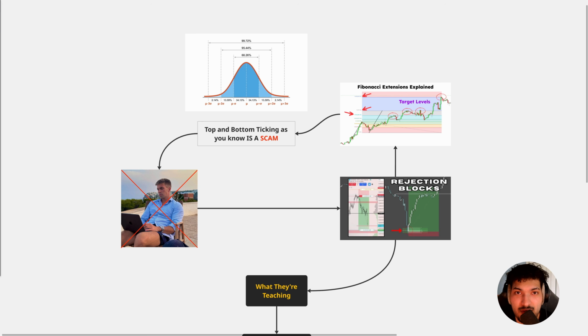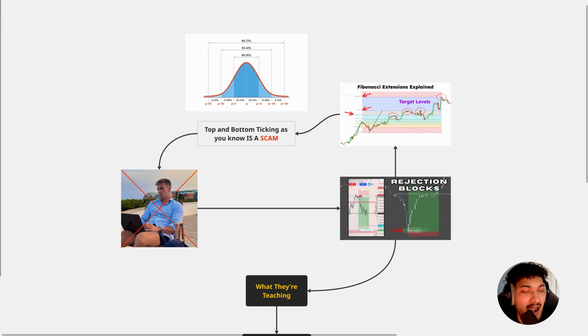Every trader on social media right now is talking about standard deviation, and quite literally what they're doing is taking Fibonacci extensions on swing legs and then labeling them -2, -2.5, -4, and then calling it standard deviation. But there's just one problem. That is completely not what standard deviation is. Not at all, not even close, guys.